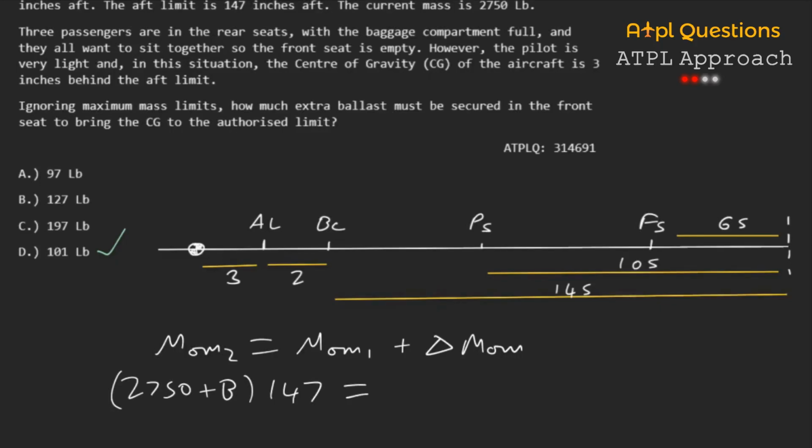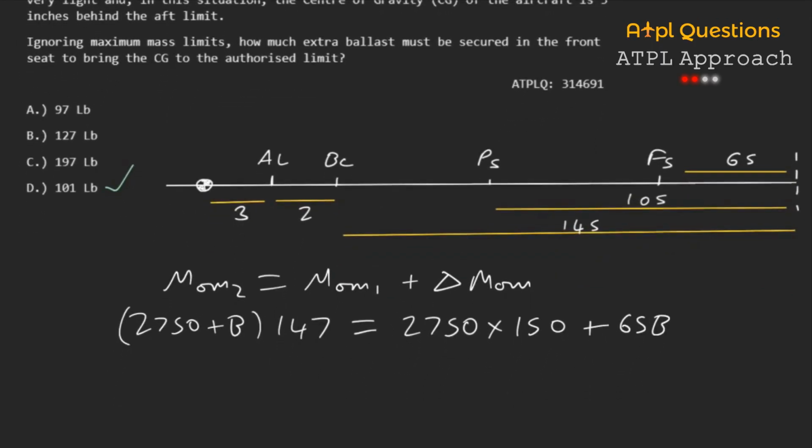And we're going to set that equal to our old moment, which is the old mass, which is 2,750, multiplied by the old center of gravity position, which is this 145 plus the 2 plus the 3, which gives us 150. And then we'll add our change in moment, which is the ballast B multiplied by the distance it's acting from the datum, which is at the front seats, which is 65 inches. Cool, so now we've got an equation here which we can solve.